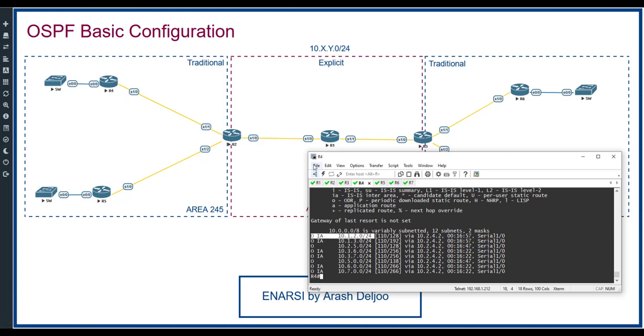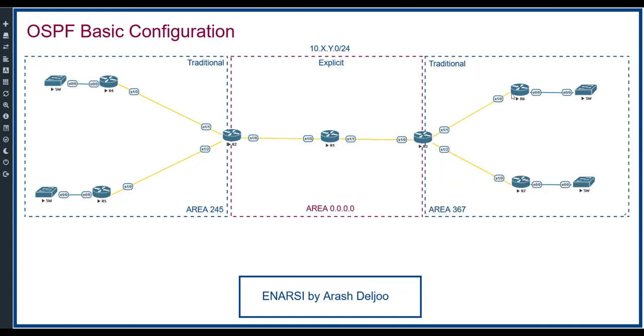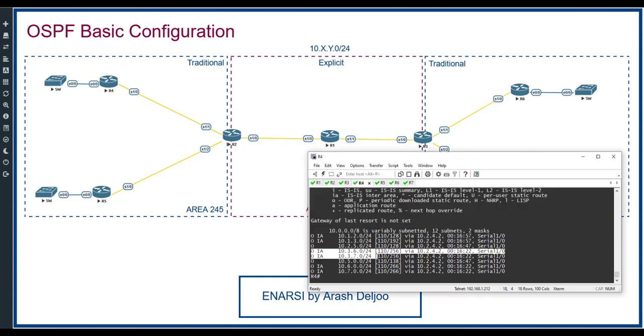After that, as you can see, we have 10.1.3.0/24, this network. Again, this has the code of OIA. But about the 10.2.5.0/24 in router 4, we have the code of O. About the 10.3.6.0/24 and 10.3.7.0/24, these two networks, we can see the code of the OIA.